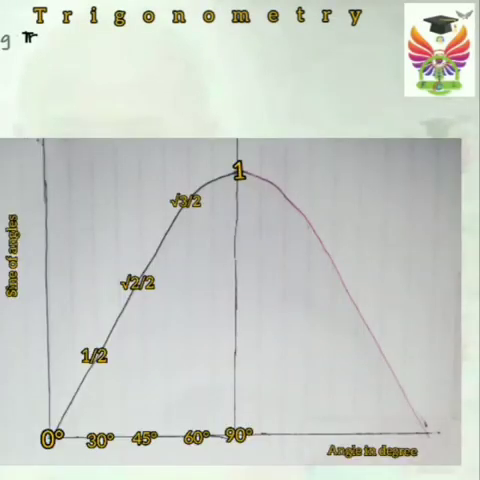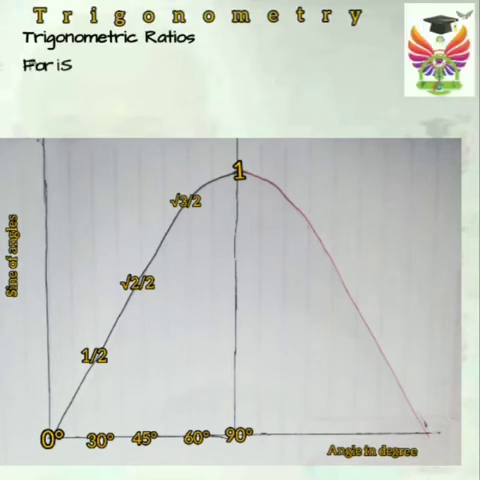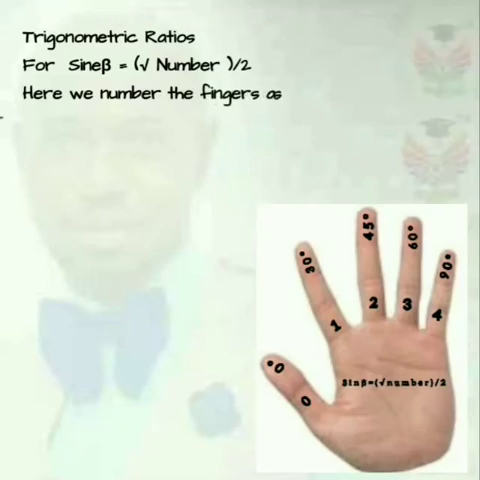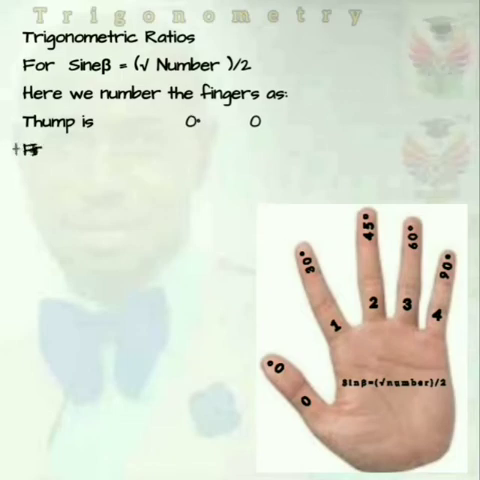Trigonometric ratios. Now, sine beta is evaluated as roots of the number attached to the finger over 2. The numbers attached to the fingers are: for the thumb with angle 0 degree, we attach a number 0.